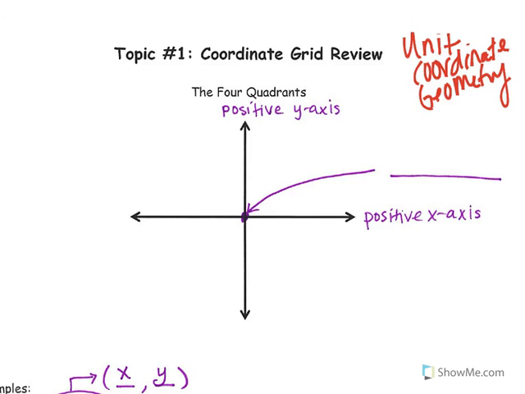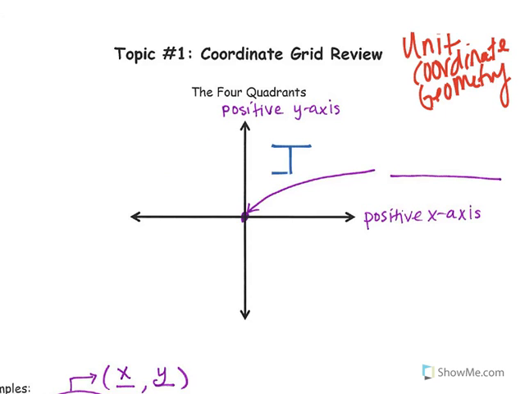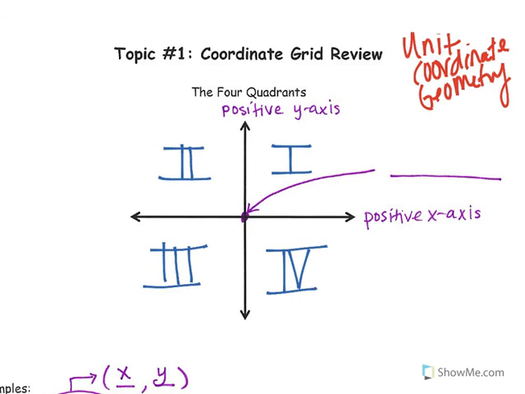The first thing that we're going to talk about is the 4 quadrants. The 4 quadrants are these 4 little spaces made when my axes cross. I believe this is quadrant 1, and we use Roman numerals: quadrant 2, quadrant 3, and quadrant 4. This point right in the center where my axes cross is called the origin, and that is the point (0, 0).